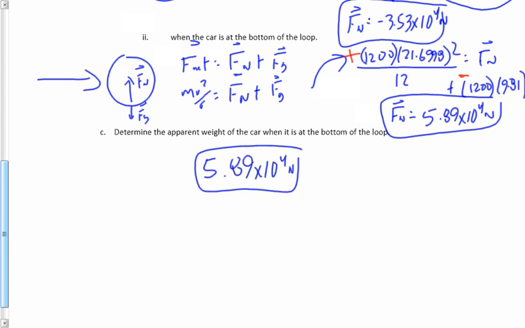Now, if the question said, what's the apparent weight when the car is moving at 36 meters per second, then I'd have to go through that procedure in this one again with a different speed, right? But it's the same thing as the normal force. If you've already found it, you're done.